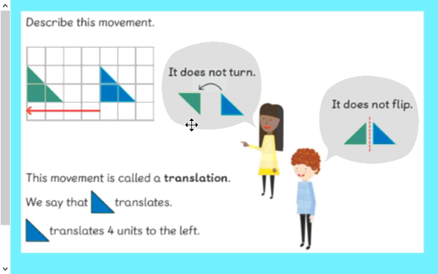As this young lady is saying here, it doesn't turn, the shape doesn't look any different, and it doesn't flip or be reflected. The shape will be exactly the same when it is moved to this point here. So the translation is 4 squares to the left.